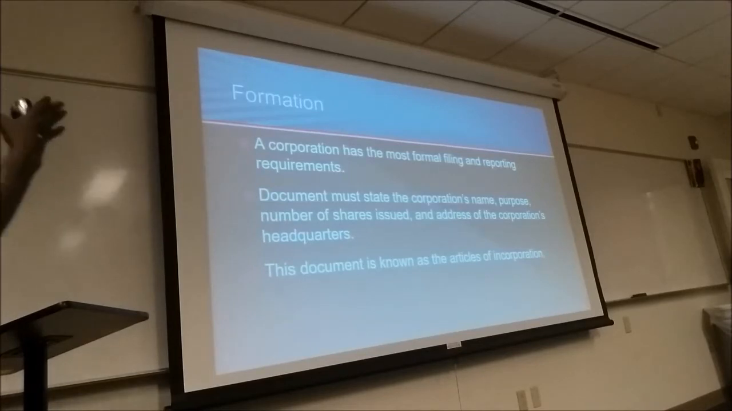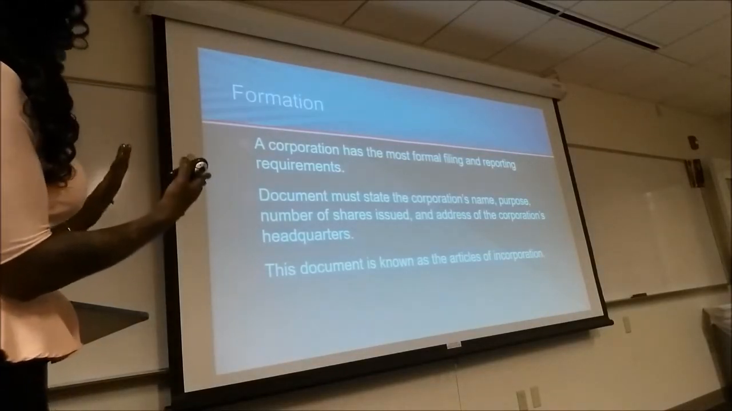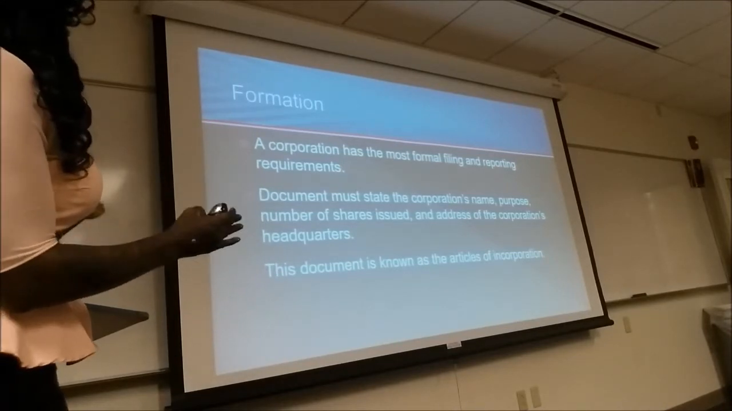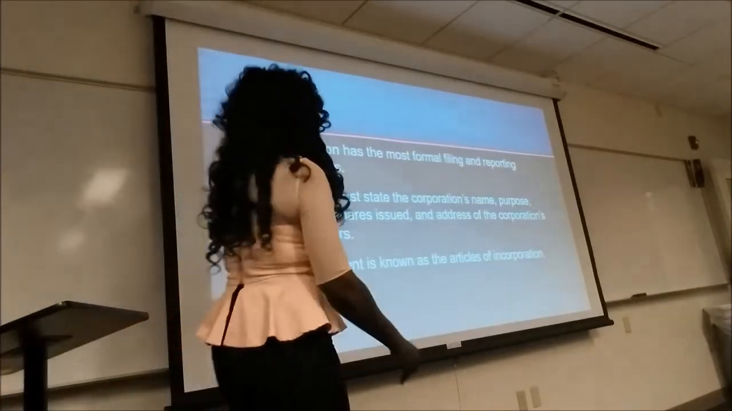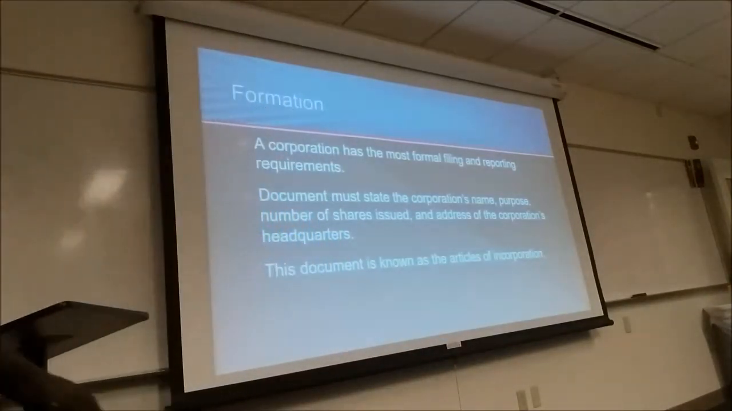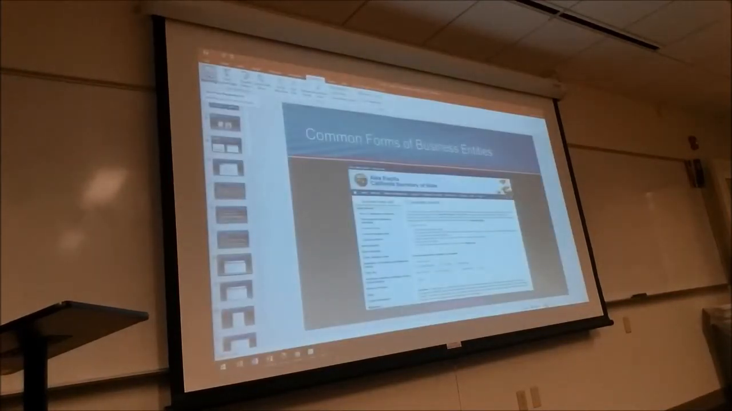And then our book talks about formation. Okay. It's easy to set up a corporation. In any state, the only thing you need to do is file a document called Articles of Incorporation. And so we're going to look at what that looks like in California.